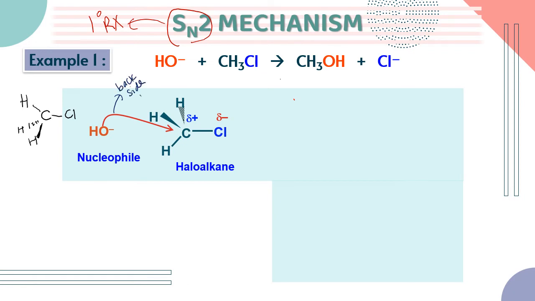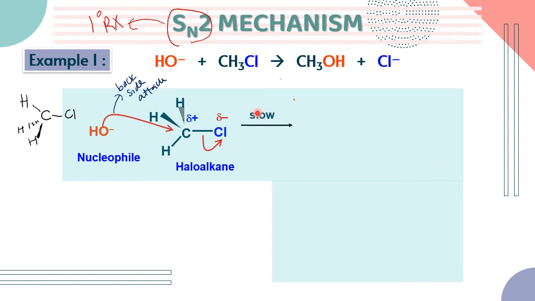Okay, backside attack. Sebab tu adalah sangat penting untuk kita lukis kita punya haloalkane dalam bentuk 3D structure dekat sini. So arrow ni dipatutnya akan betul-betul pergi dekat carbon. Okay, so when the nucleophile attacks the carbon over here, ikut backside attack, this bond will start to break. The oxygen carbon bond akan start to form, the carbon chlorine bond akan start to break.